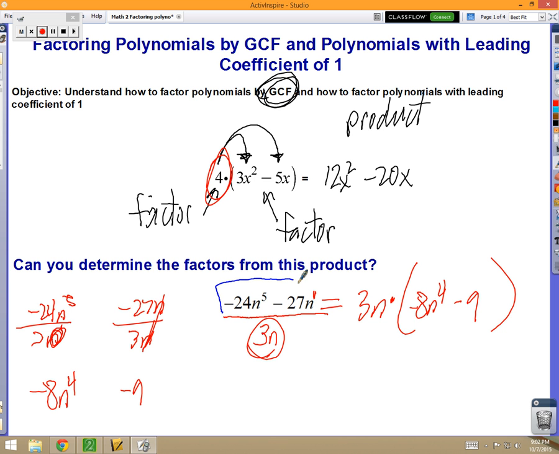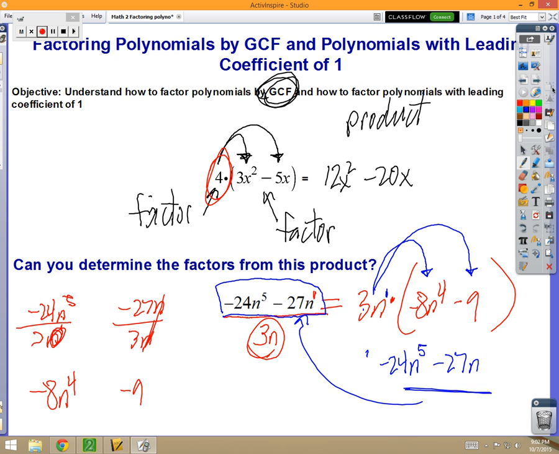So that's my answer right there, negative 24 n to the 5th minus 27n. So if I times this 3n to a negative 8, 3 times a negative 8 is a negative 24, and n to the 1 times n to the 4 is n to the 4 plus 1, that's n to the 5. And then when I times it to the negative 9, 3n times negative 9 is going to be a negative 27n. And that is the exact same as this. So these are my factors.